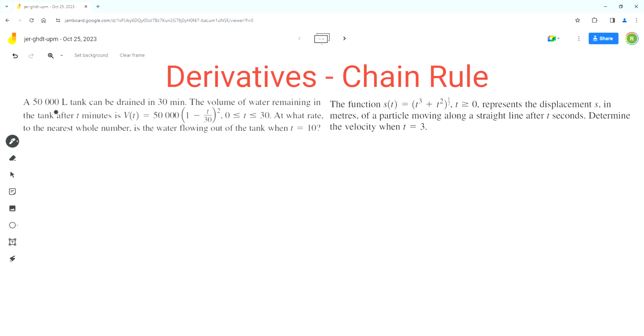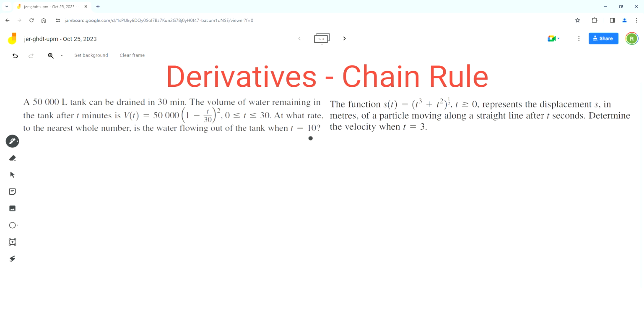A 50,000 liter tank can be drained in 30 minutes. The volume of water remaining in the tank after t minutes is V(t) = 50,000(1 - t/30)^2, where t is between 0 and 30 minutes. At what rate, to the nearest whole number, is the water flowing out of the tank when t equals 10?